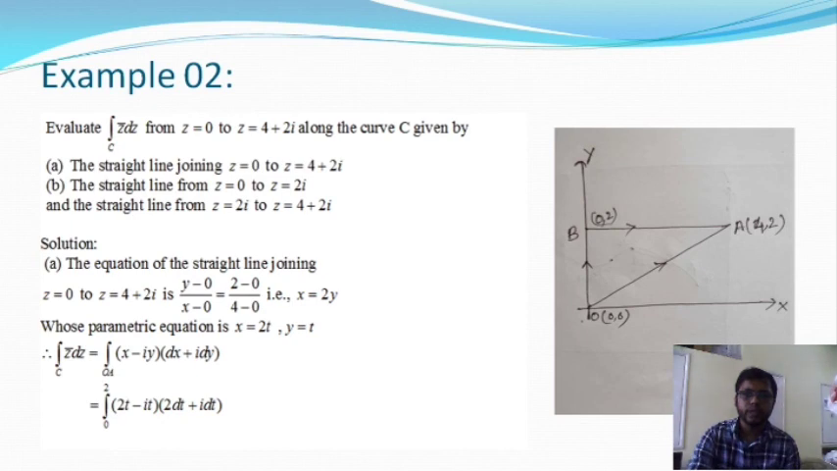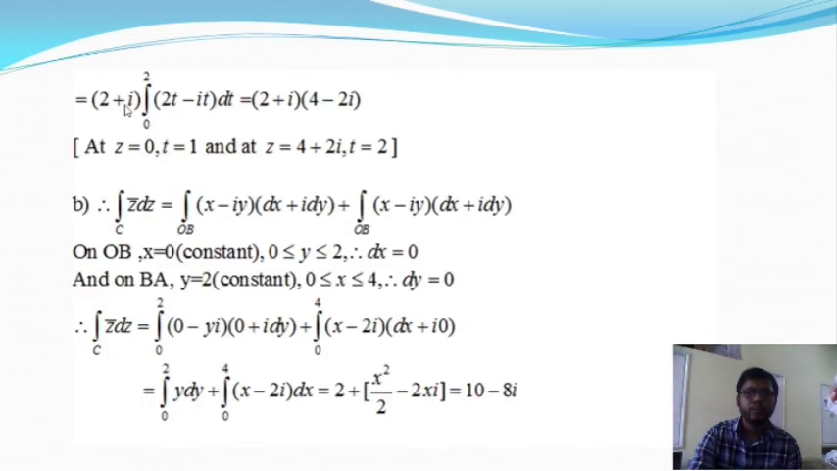So if we put x is equal to 2t and y is equal to t, the limiting value will be changed. So the lower limit is 0 and the upper limit is 2. After calculation, we will get (2 + i) ∫ from 0 to 2 of (2t − it) dt. From this we will get (2 + i)(4 − 2i).